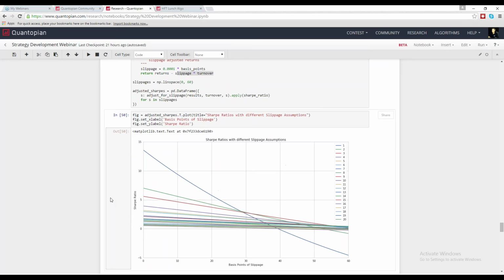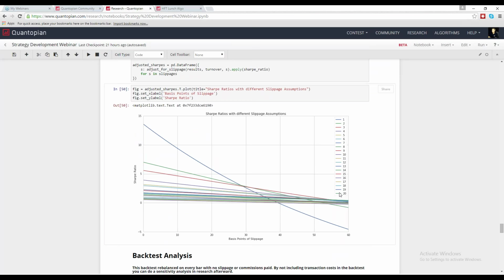And then after doing that, this is each one of those. So 1 minute, 2 minutes, the legend here is the number of minutes held, and then your x-axis here is basis points of slippage, and the y-axis is the Sharpe ratio. So you can see as your slippage is increased that the strategies are obviously going to make less money.